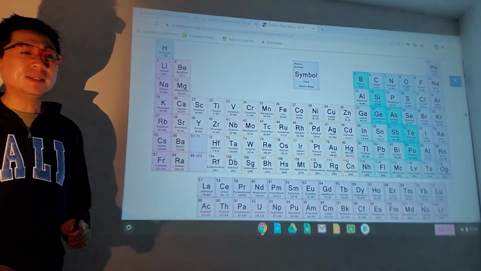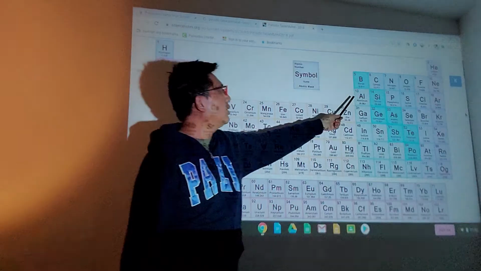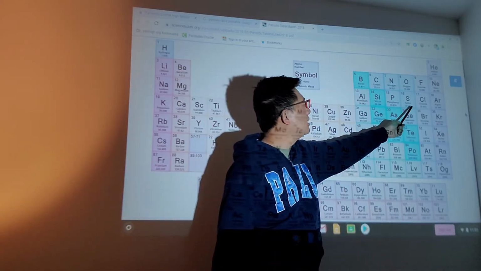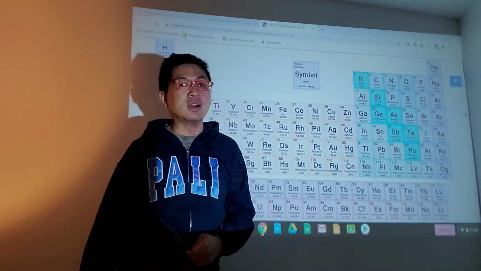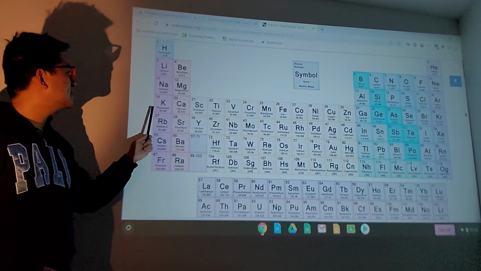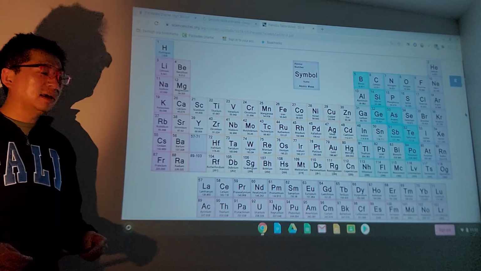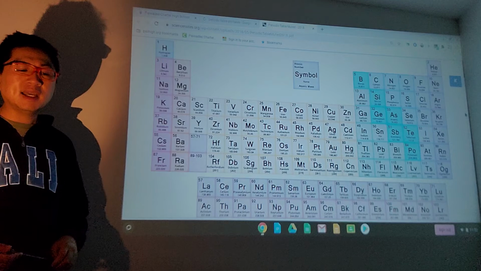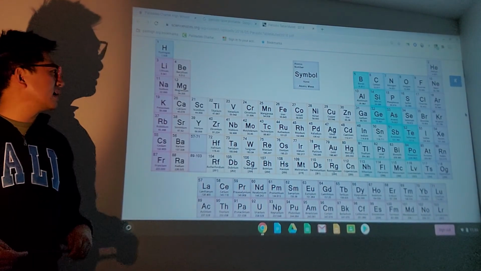So again, sodium is Na. Mg is magnesium. Al, aluminum. Si, silicon. Phosphorus, P. Sulfur, S. Chlorine, Cl. Argon, Ar. After that, we have potassium. Potassium is K. That's another one of these elements where the symbol does not match the name. Potassium is K, and it has to do with its old original name.